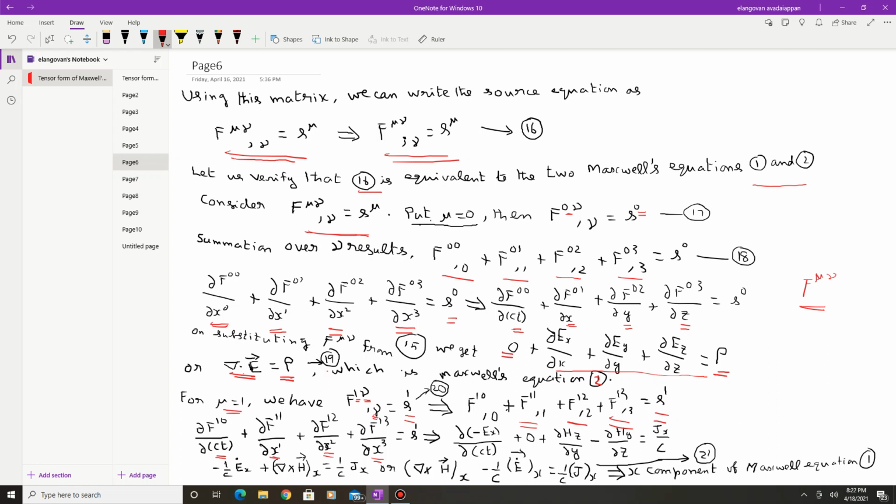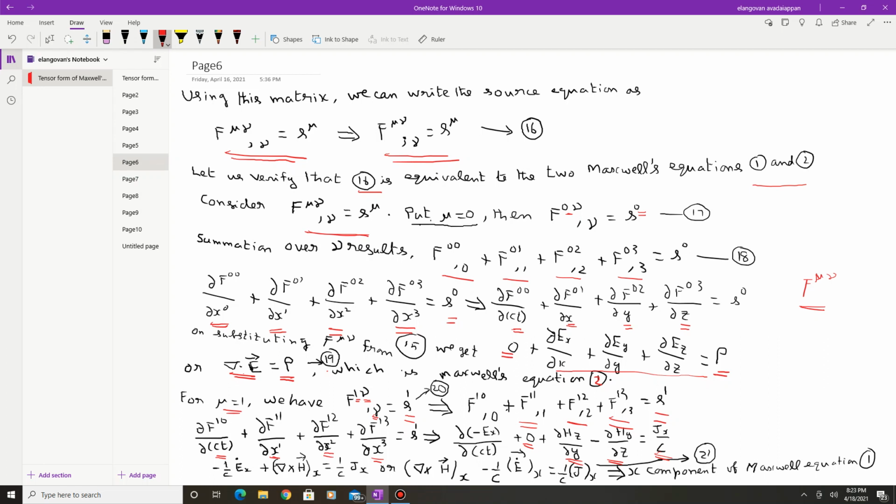f10 is equal to minus Ex, and this is divided by partial d ct, and the second term f11, since it is a symmetric matrix, f11 is 0, so this is 0, and the f12 component, you look at the field tensor, f12 is Hz, and x2 is y, so partial dHz by dy, and the last component is minus partial dHy by dz, which is equal to S1. What is S1? From the definition of the 4 vector, S0 is rho, S1 is jx by c, so this is jx by c.